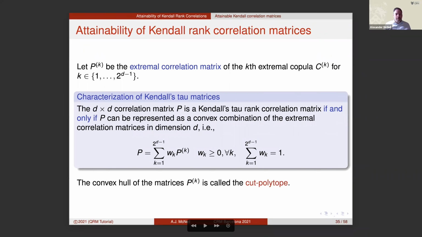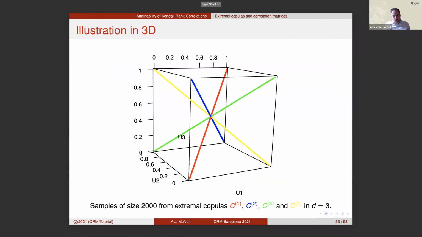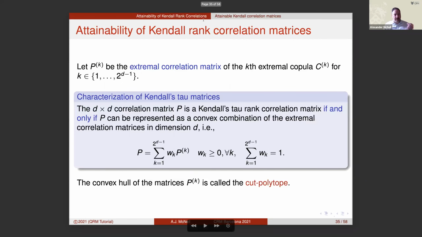So let P_k be the extremal correlation matrix of the kth extremal copula. So when D is 3, there are 4 of them. And so we would have 4 matrices, P1, P2, P3, P4. And this is a theorem.